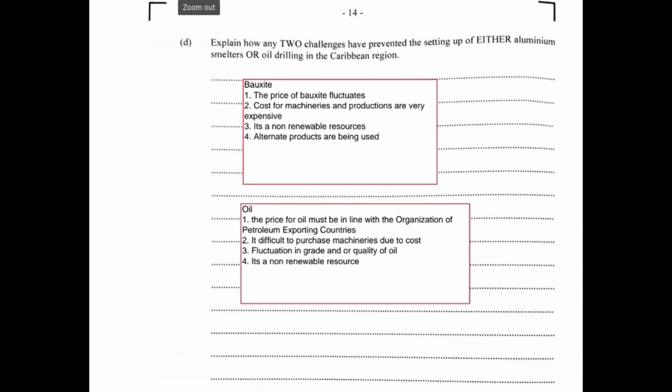And then due to competition from other oil producers around the world, they have competition from other producers around the world. Hence, that's one of the reasons why they don't want to set up oil drilling in the Caribbean. They prefer to use overseas investors. Please stay tuned for question number 4 in my next video.